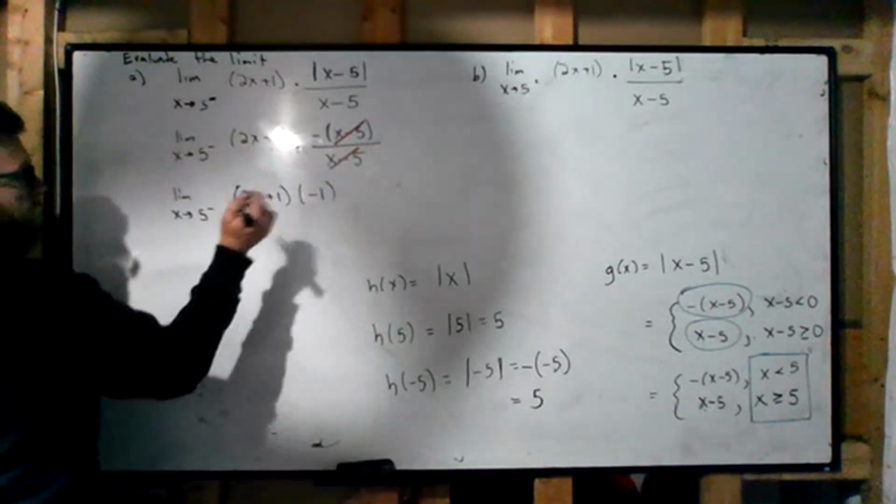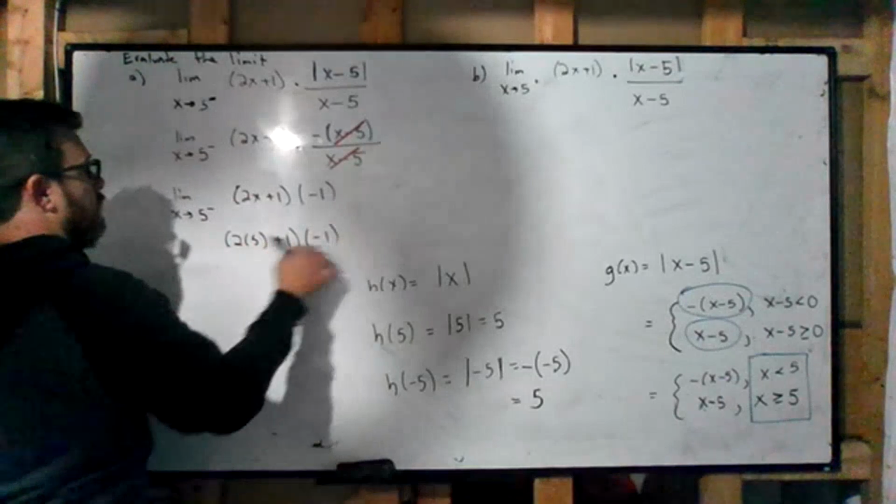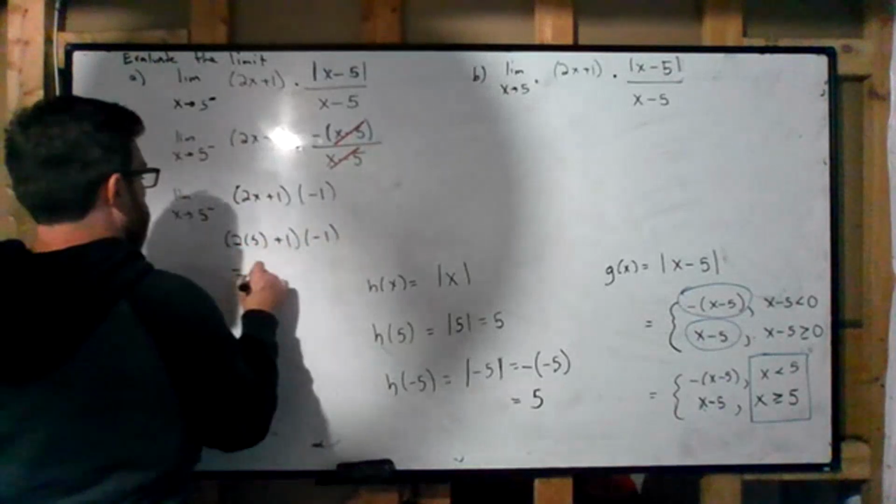This function is defined at 5. I can plug it in. 2 times 5 plus 1 times negative 1, 11, so negative 11.